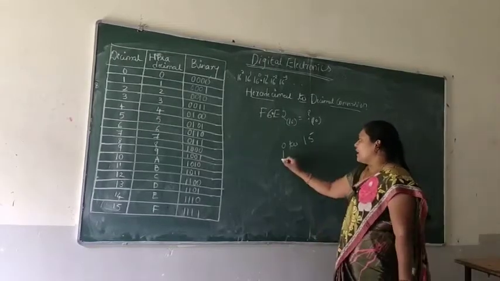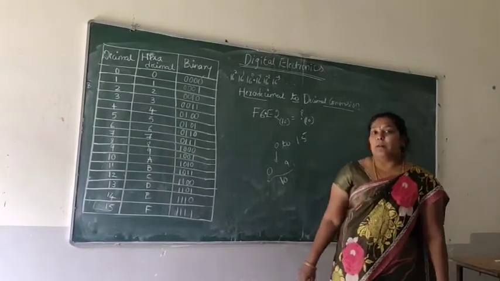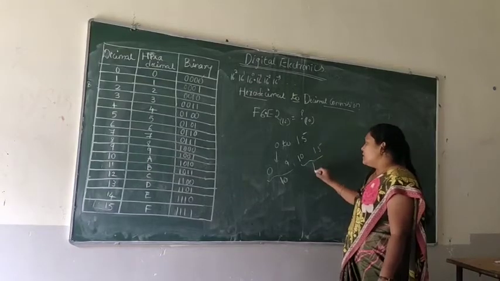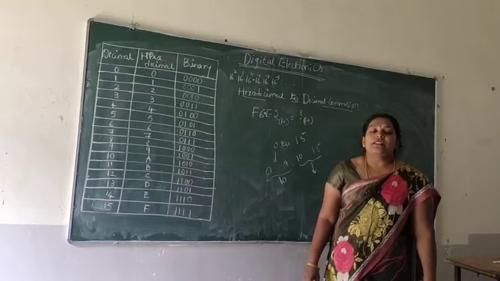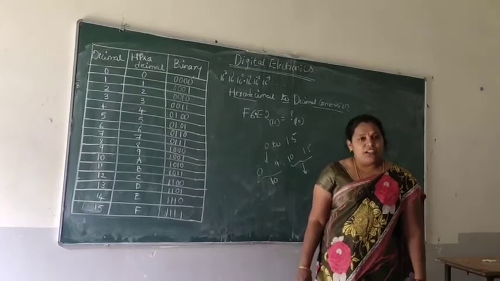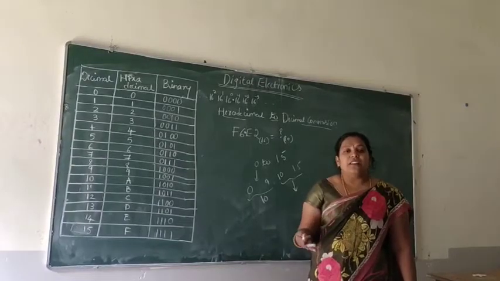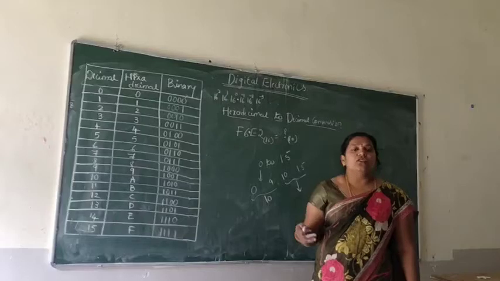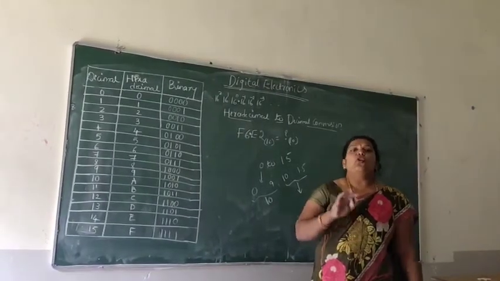0 to 9 I can write from the decimal part, totally 10 values. What about the remaining, that is from 10 to 15? These are generated by the hexadecimal number system. So the hexadecimal number system is a combination of decimal and hexa values. Decimal is the 10 values plus hexa is the 6 values. So in this hexadecimal number system you get the values from 0 to 15.